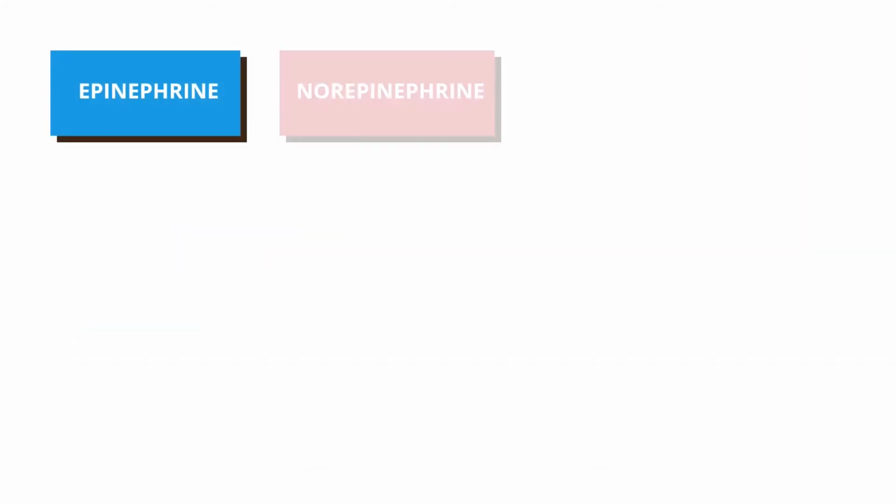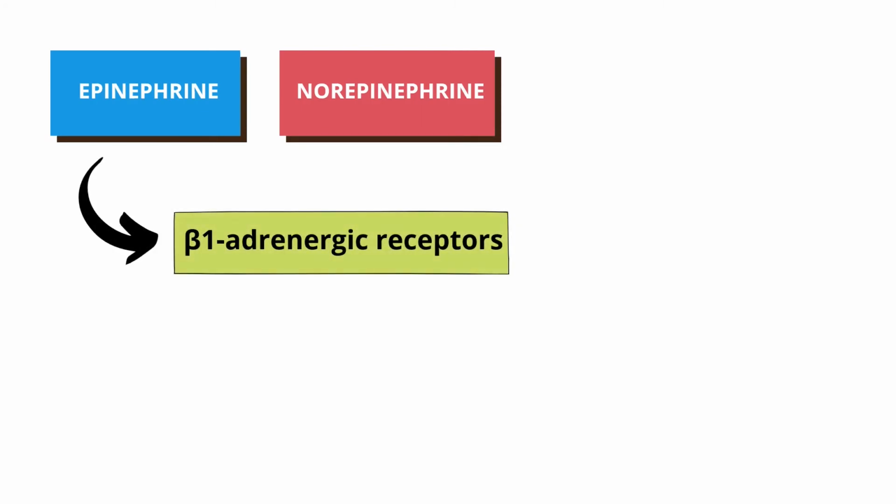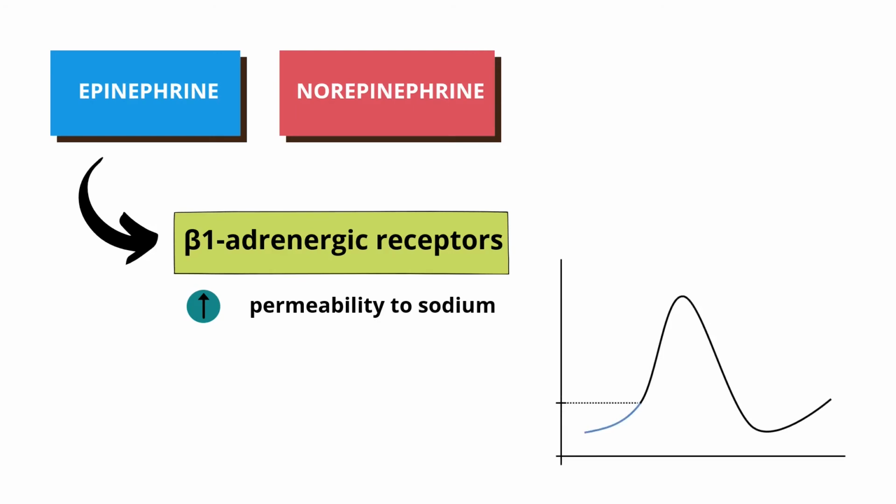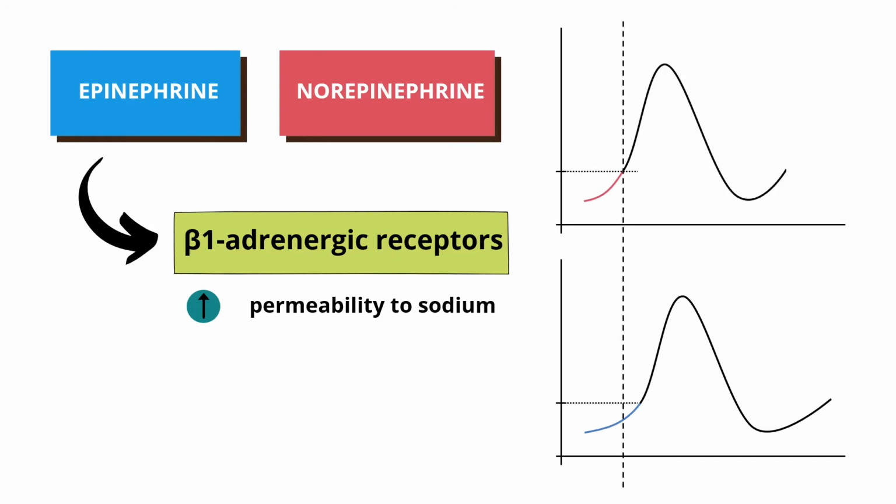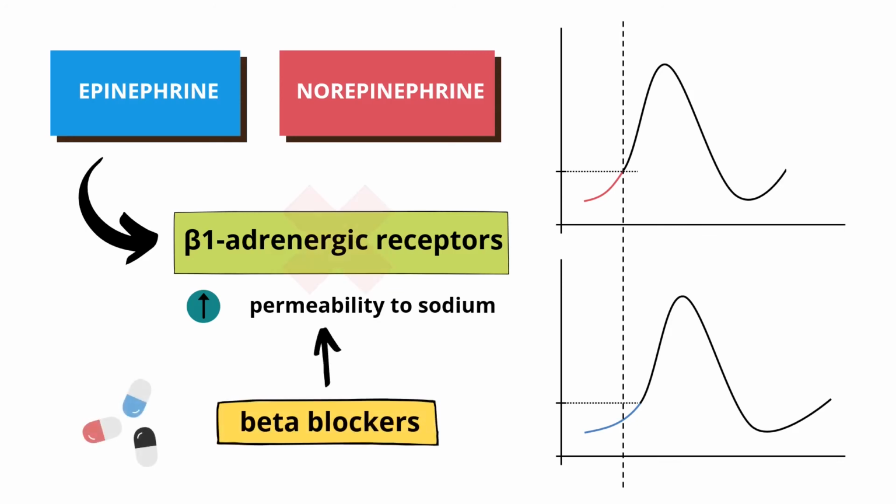Let's start with epinephrine and norepinephrine. Norepinephrine is released by the sympathetic nerve fibers and epinephrine by plasma. They bind to so-called beta-1 adrenergic receptors, which eventually results in higher permeability of the cell membrane to sodium. We said that when the action potential is over, the cell starts to depolarize because of sodium ions entering the cell. Now, if the cell membrane is more permeable to sodium, the membrane potential can reach the threshold faster, and then the same goes for the action potential. This is important in clinical medicine because if you give your patient the so-called beta blockers, you inhibit the binding of epinephrine and norepinephrine to these receptors, and then the heart beats more slowly, which can help you with hypertension, high blood pressure.